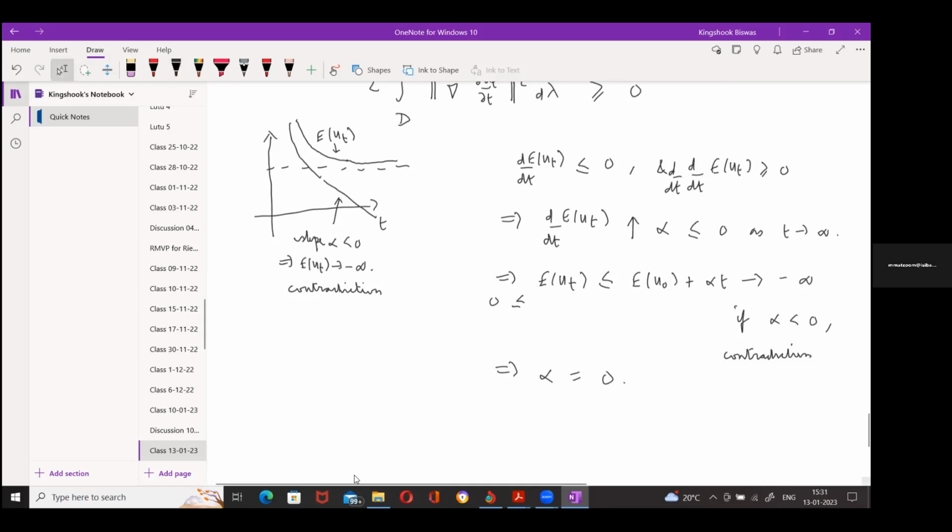But what was the derivative of the energy function? That was minus the integral over D of del u_t del t whole squared, d lambda. But this is equal to minus the integral of Laplacian u_t whole squared, by the heat equation, d lambda. So that means this converges to 0 as t tends to infinity.